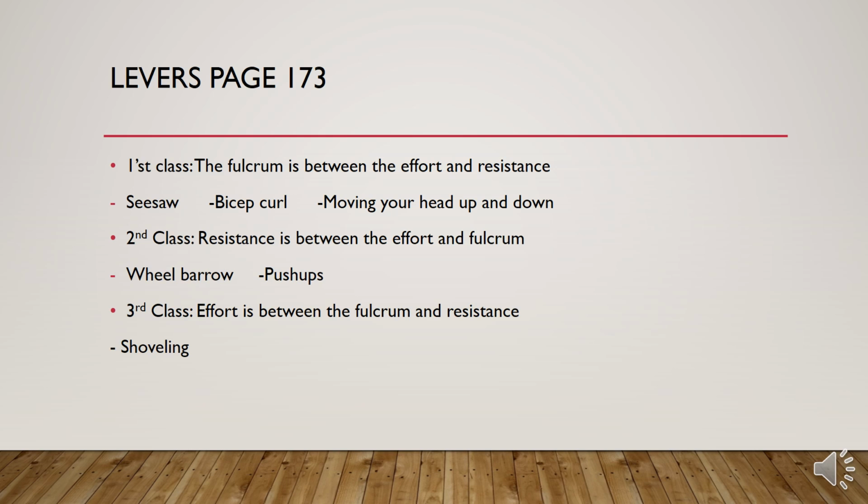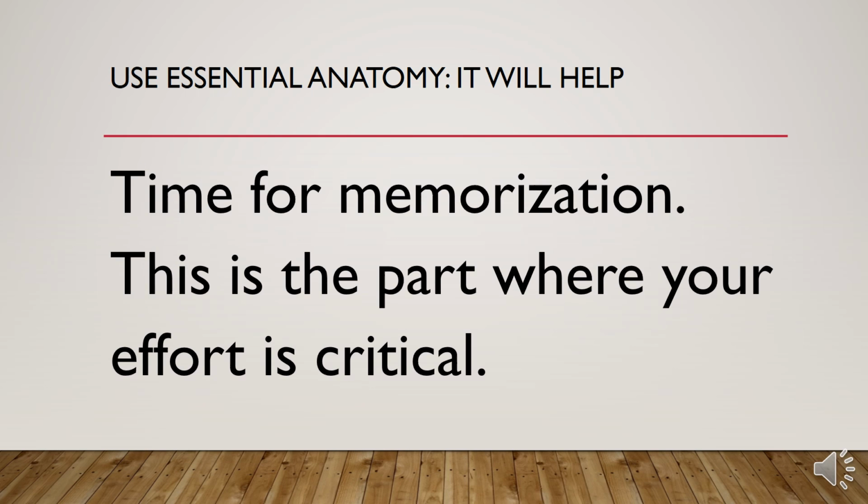This is page 173, 3 types of levers. Wrote them on the PowerPoint here. First class is like a seesaw, bicep curl, moving your head up and down. The fulcrum's in the middle, resistance and efforts on each side. Second class, resistance is between the efforts and fulcrum. It's kind of like a wheelbarrow and doing push-ups. And third class is like shoveling. And so it doesn't make any sense right now, probably, if you're just reading this without ever looking at the book. Please read page 172 and 173, and you'll understand this a lot better.